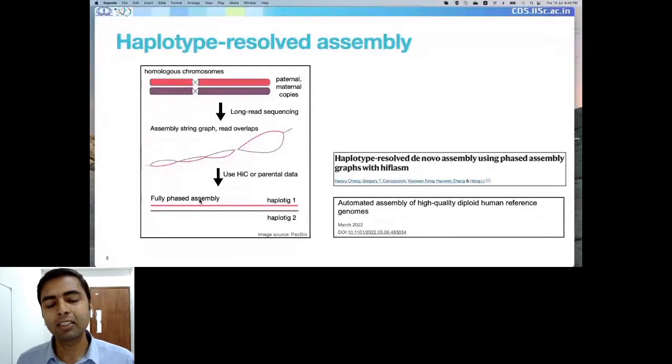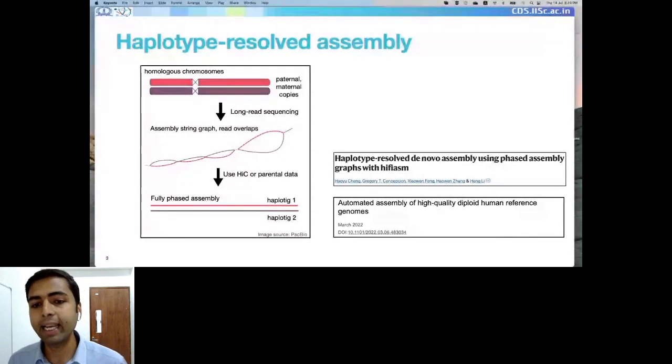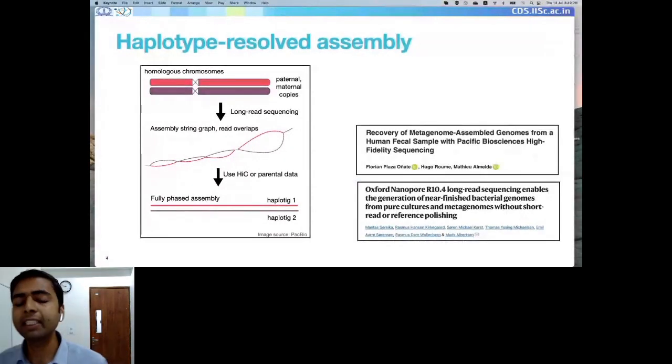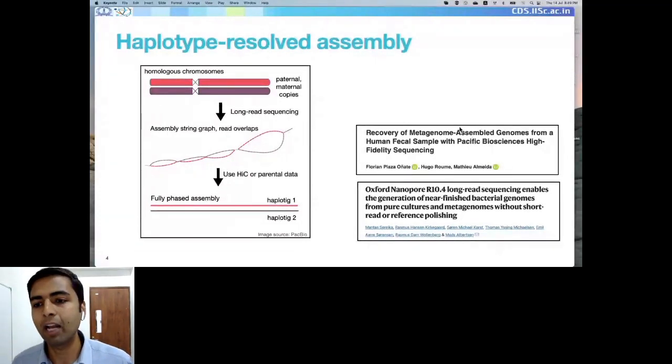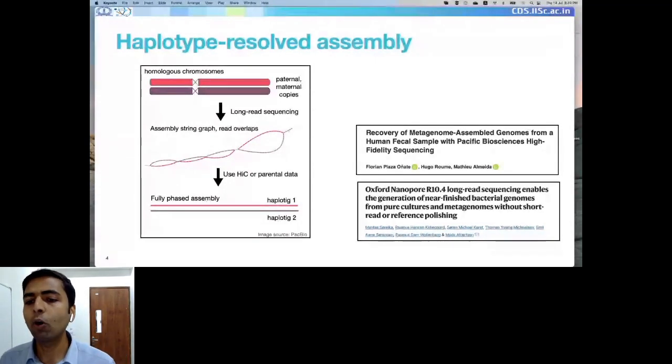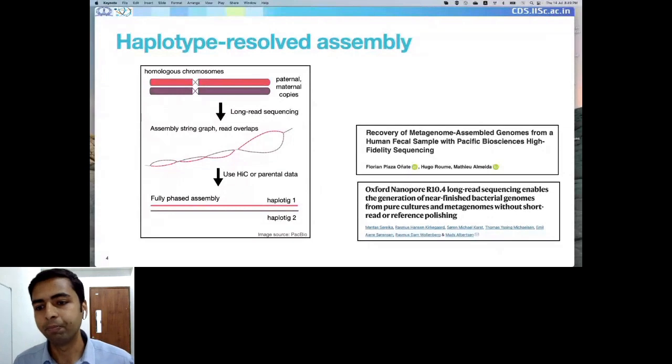So this not only enables diploid human genome assembly at scale, but it has implications for metagenome assembly as well. Recent publications have taken advantage of PacBio and Nanopore sequencing to get high quality metagenome assembly as well.